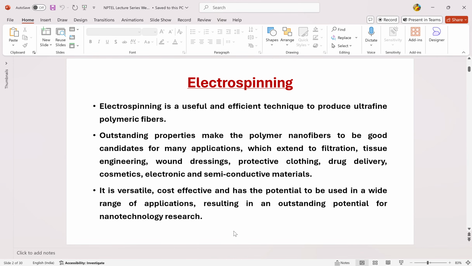So, coming back to electrospinning, it is versatile, cost effective, and has the potential to be used in a wide range of applications, resulting in an outstanding potential for nanotechnology research. This electrospinning is a very powerful tool because I guess you have already studied other ways of synthesizing nanofibers, but electrospinning is the easiest way to fabricate nanofibers, and you will get very fine nanofibers depending on the conditions you're using.